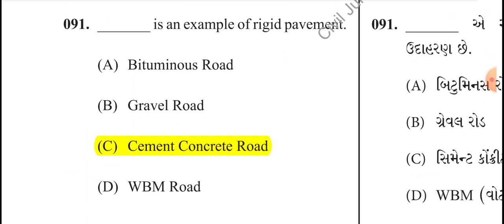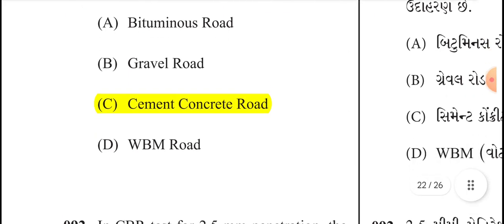Which is an example of a rigid pavement? Bituminous road, gravel road, cement concrete road, waterbound macadam road. Cement concrete road is a rigid pavement.